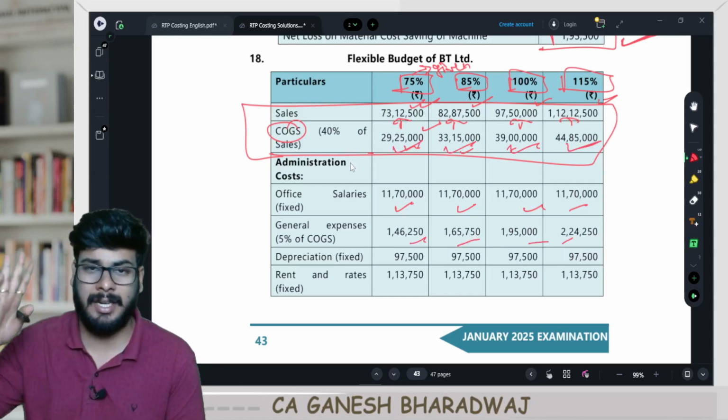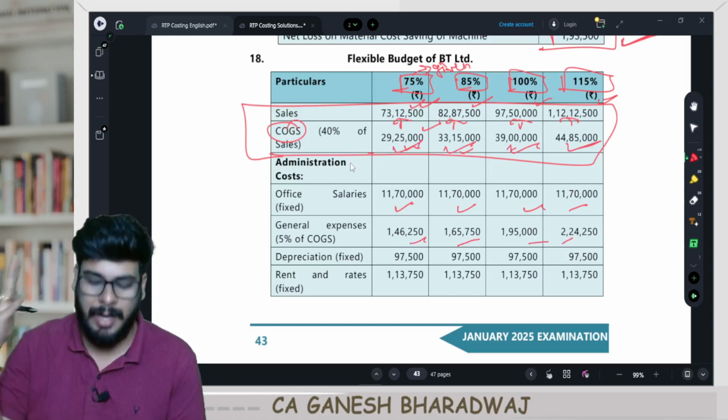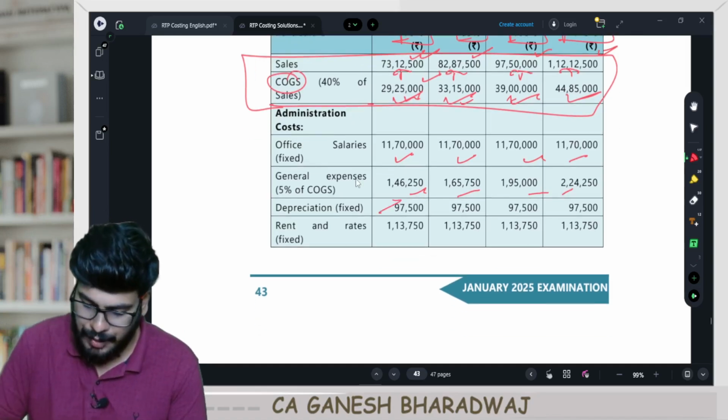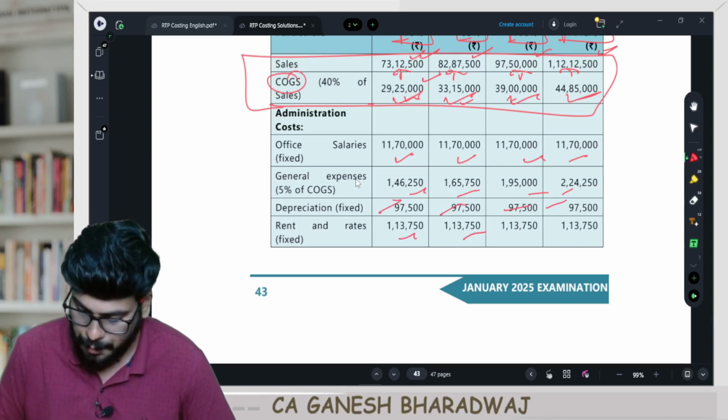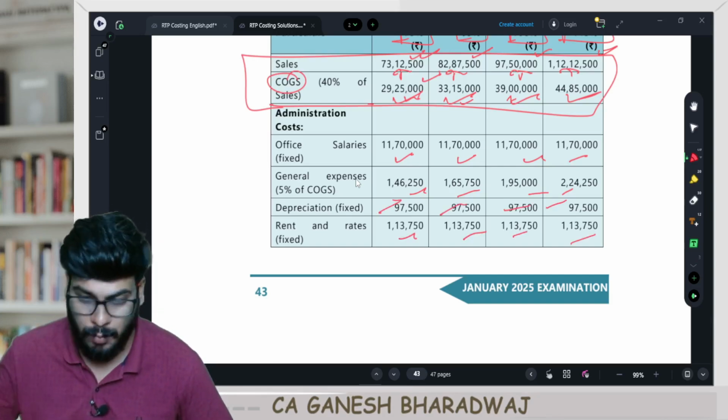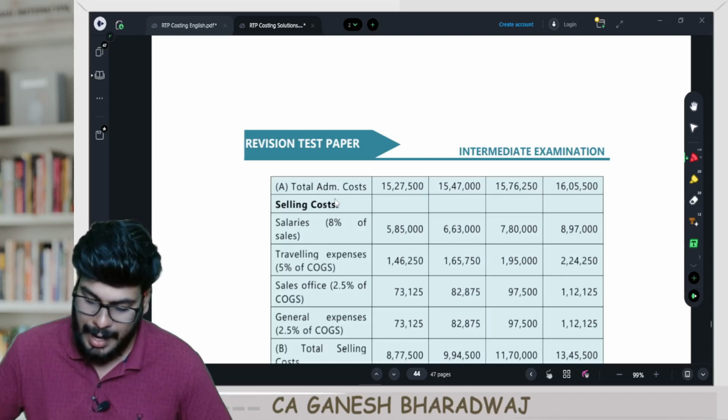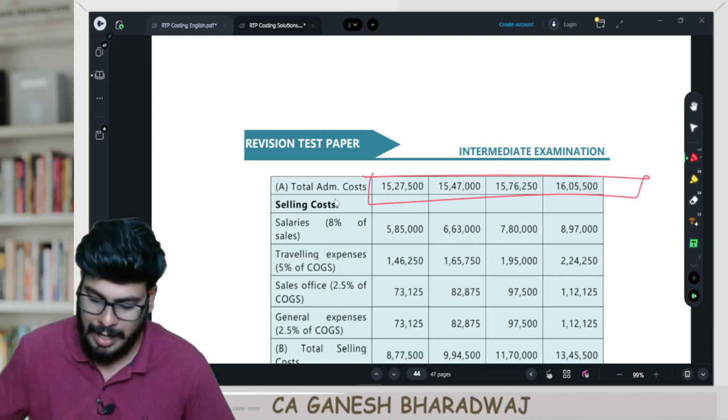As simple as that, guys. Calculation and all you can do, it's very, very simple. Similarly, depreciation, it's fixed at 97,500. It's going to remain the same. Rent and rates, it's going to be fixed at 1,13,750. It's once again going to be the same, right? And that gives you the total of admin expenses.